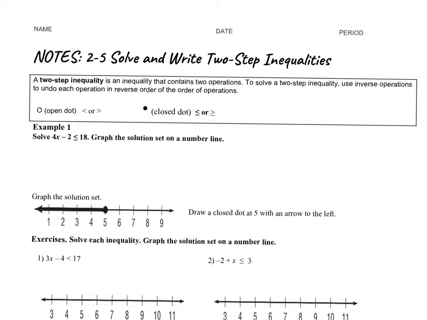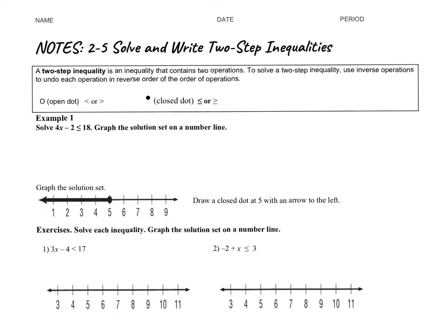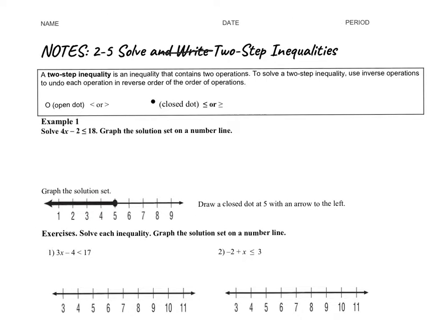Okay, so we have 2, 5. We're just going to mainly solve. We're not going to write, so I don't need that wording right there. So I want you to mark that out for a minute. We're just going to mainly solve two-step equations.